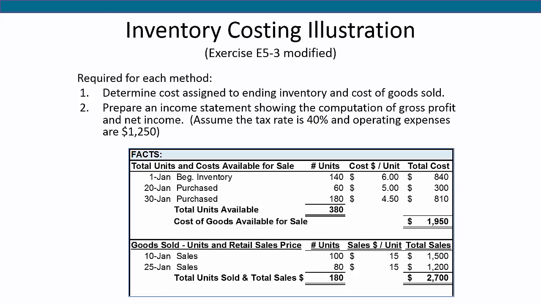As business people, the analysis of the impact on net income should be interesting to you. Our objectives then for each method will be as follows. First, determine how much cost is assigned to ending inventory and the cost of goods sold under each costing method. And then secondly, to prepare an income statement showing the computation of gross profit and net income. We're going to assume the tax rate is 40% and operating expenses are $1,250 for any method.